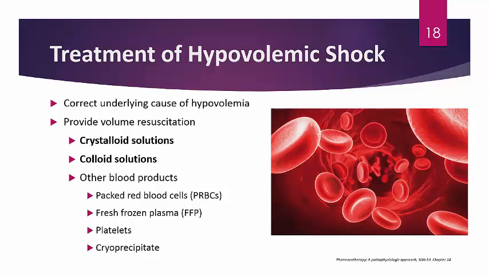And we'll talk about those shortly. But you also may have other blood products that play a role, such as packed red blood cells, FFP, platelets, and cryoprecipitate. And cryoprecipitate essentially contains fibrinogen, which acts in the clotting cascade to help form clots. So as a pharmacist, it will be important to know mostly about these crystalloid and colloid solutions.